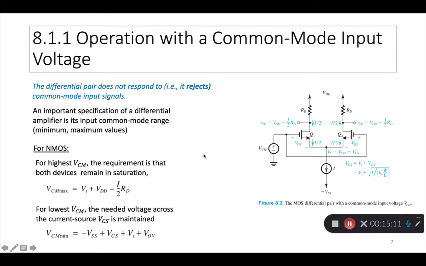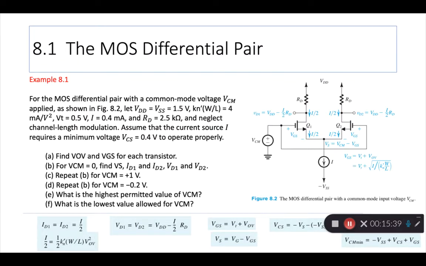So that voltage, VCS, kind of determines what should be the VCM minimum. And that has this formula. So the bottom line is, we can say in general that a differential pair rejects common mode voltages. But of course, the common mode voltage has to be within a certain range, a certain minimum and a certain maximum.